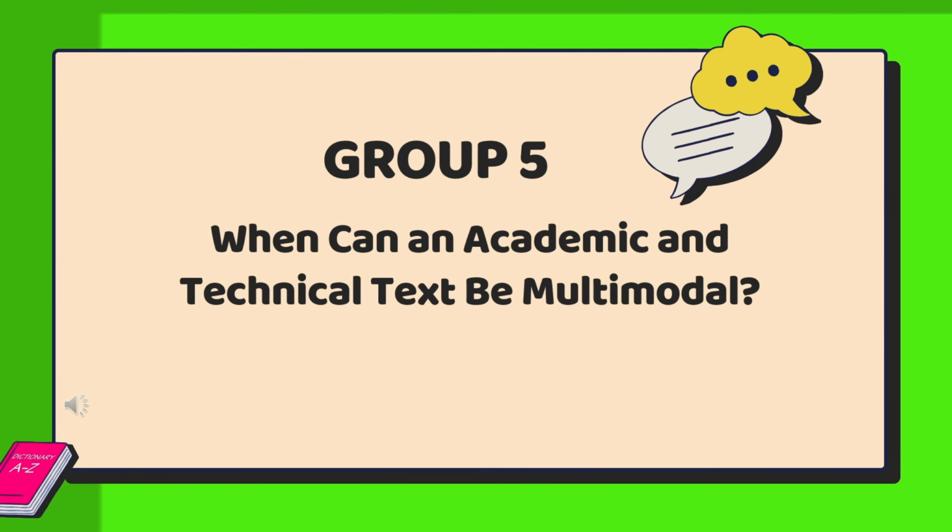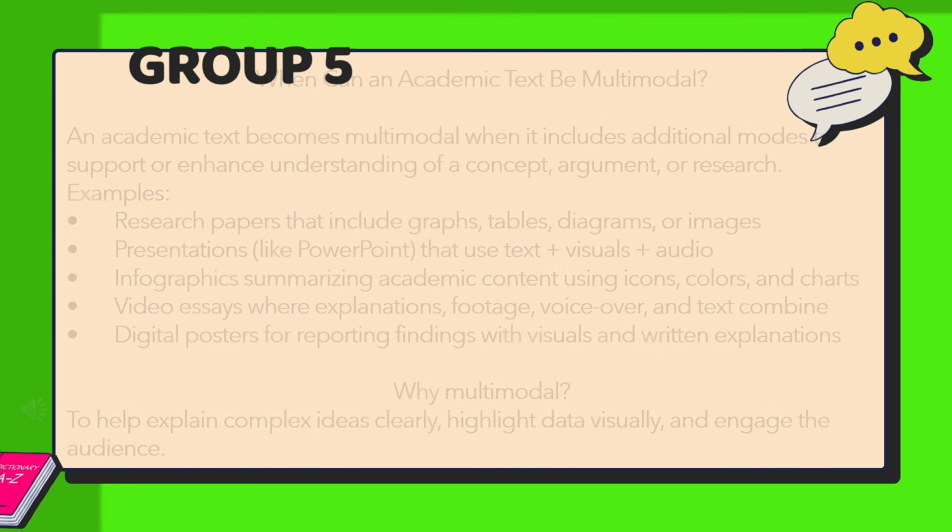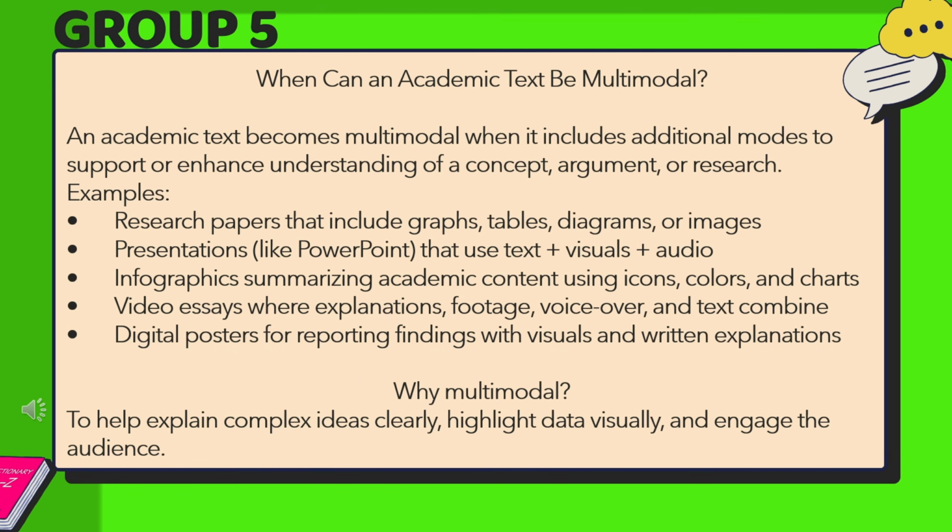When can an academic and technical text be multimodal? An academic text becomes multimodal when it includes additional modes to support or enhance understanding of a concept, argument, or research. Examples: research papers that include graphs, tables, diagrams, or images.